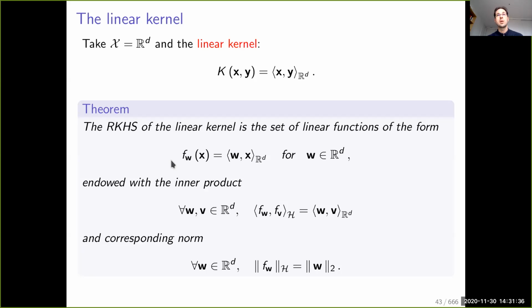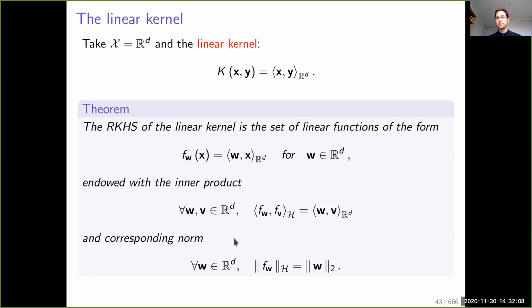Okay. And of course, the inner product which is natural here to use is simply the one such that if you consider two functions, f_w and f_v, in this space H, which is simply R^D, the corresponding inner product is simply the Euclidean inner product between w and v. And of course, the corresponding norm is simply the norm of w for any function that lives in this space. So now that's a theorem.